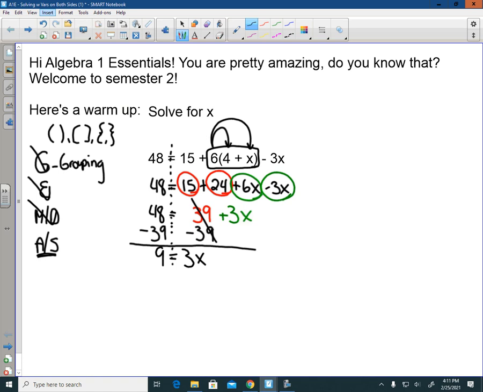We want to get rid of that 3 in front of the x, and so our clever cancellation would be to divide by 3 on both sides. This cancellation is created. 9 divided by 3 is 3, and all you have left over on the right side is x, and there's your answer.